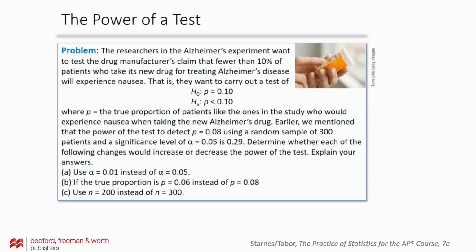Where p is the true proportion of patients like the ones in the study who would experience nausea when taking the new Alzheimer's drug. Earlier, we mentioned the power of the test to detect p = 0.08 using a random sample of 300 patients and a significance level of alpha = 0.05 is 0.29. Now notice the power is 0.29. That's very low. Determine whether each of the following changes would increase or decrease the power of the test, and explain your answer. So let's look at the first one.